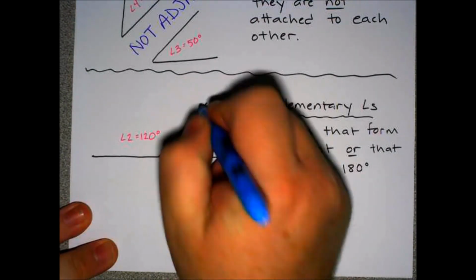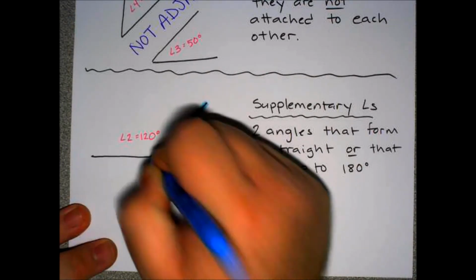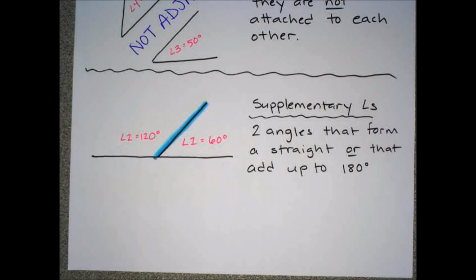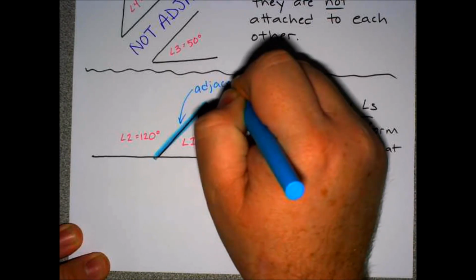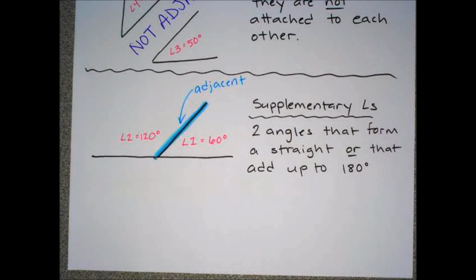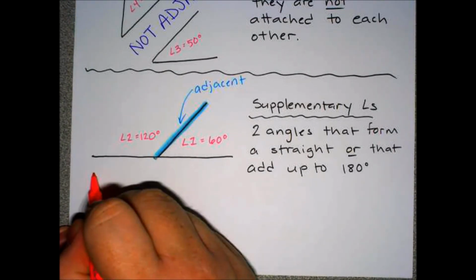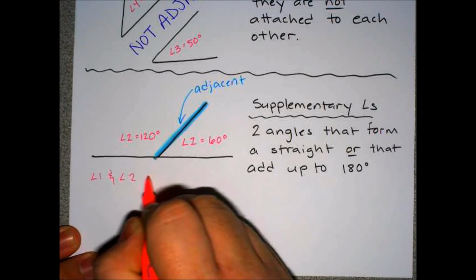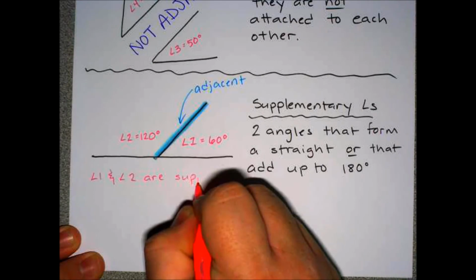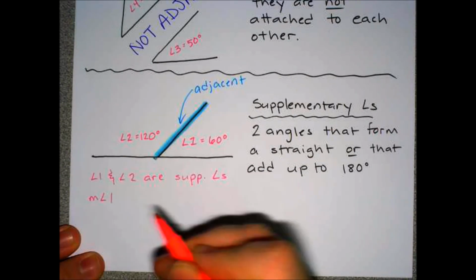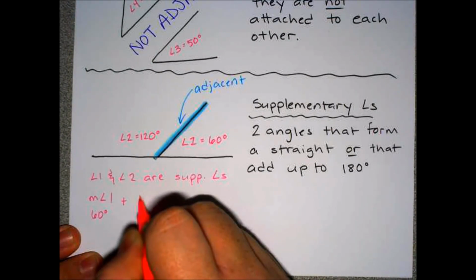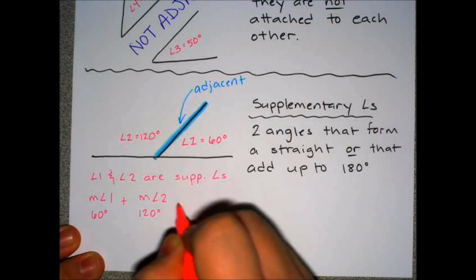Now if you look here, they're connected by this line. So the two angles share that line in common. So because they're attached by that line, these supplementary angles are also known as adjacent. So these are two adjacent supplementary angles. And then real quick, you would say that angle 1 and angle 2 are supplementary, and if you just wrote that, that'd be fine. You don't have to write out the entire word supplementary if you want to abbreviate it. We could also say that the measure of angle 1, which is 60 degrees, and the measure of angle 2, which is 120 degrees, together they equal 180 degrees.